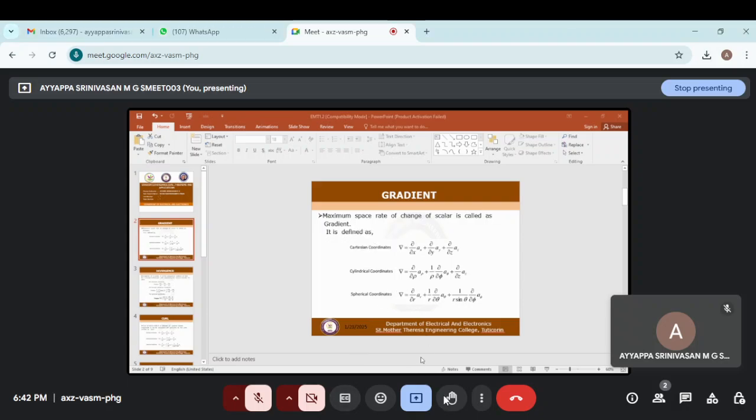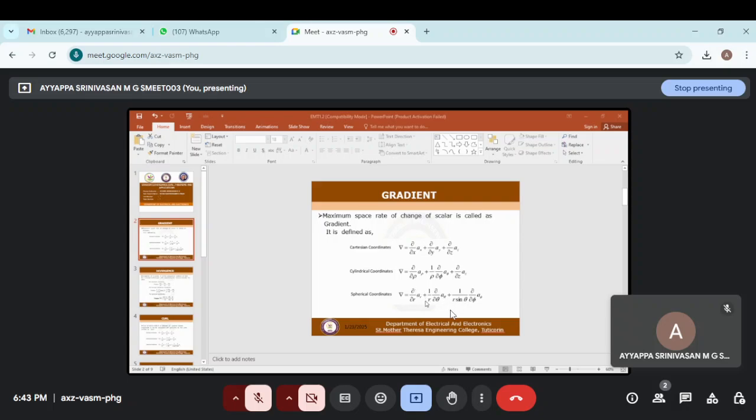Likewise, in the cylindrical coordinate system, it is given by dou by dou rho a rho vector plus 1 by rho dou by dou phi a phi vector plus dou by dou z az vector. Likewise, how a cylinder changes, its height or its radius may change. So how does it change while moving from bottom to top is the gradient in cylindrical coordinates.